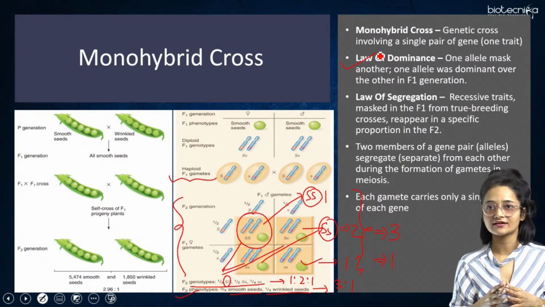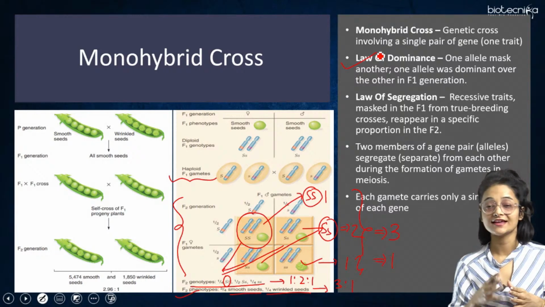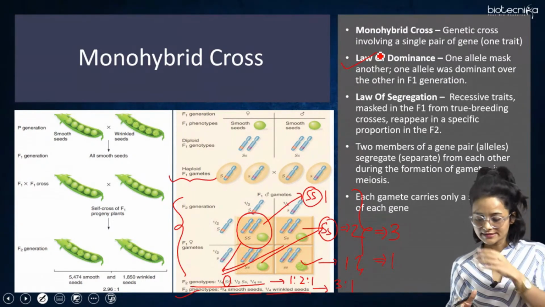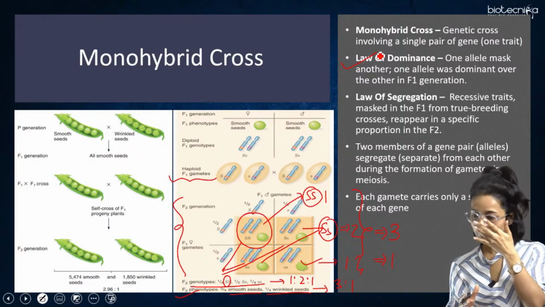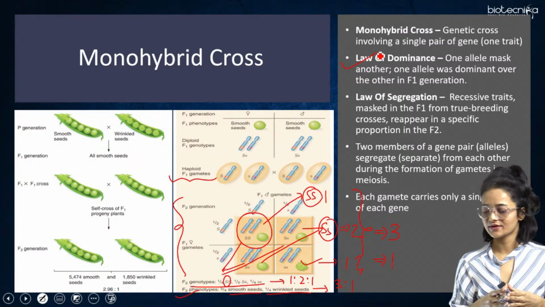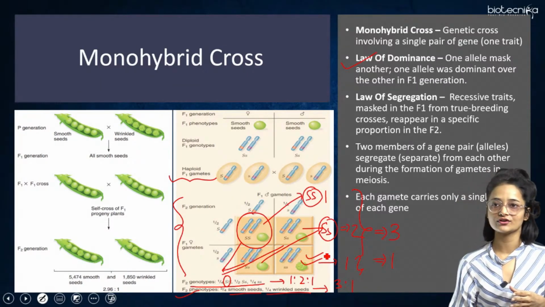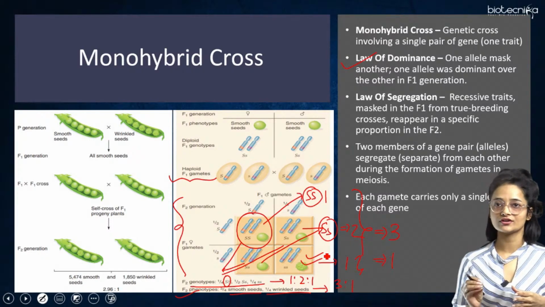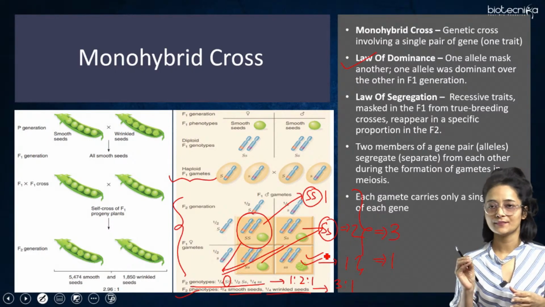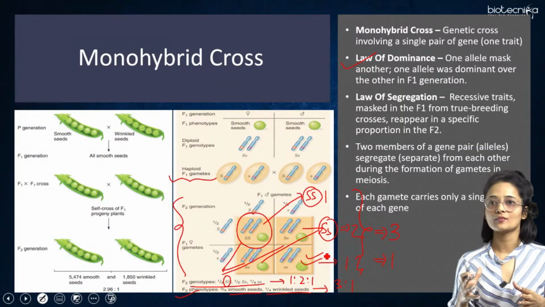Now here comes the factor where the recessive traits, which were being masked in the F1 generation from the true breeding crosses, reappeared in a specific proportion in the F2 generation, right? One was produced here. The recessive trait, which was suppressed in the F1 generation, was being produced in the F2 generation. Now, the two members of a gene pair, alleles, which we call, segregate or separate from each other during the formation of gametes in meiosis.